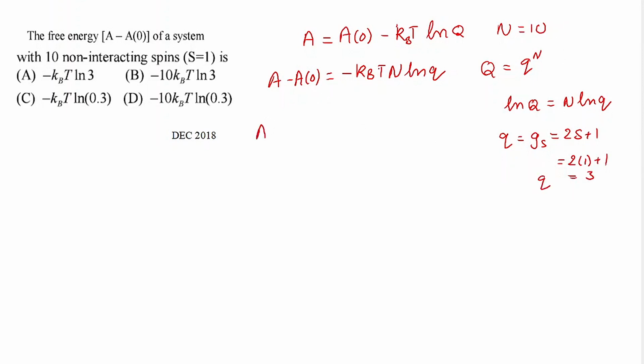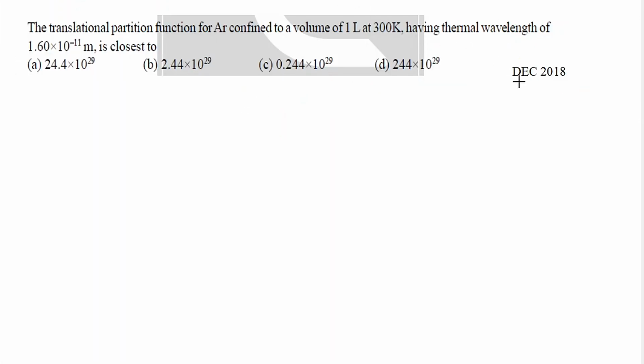So when we substitute in this, we will have A minus A0 will be equal to minus k_BT 10 ln 3. So this is the answer, and the correct answer is option number B, that is minus 10 k_BT ln 3. And this was a very simple problem, and that was asked in December 2018. Moving on to the next numerical. Now this was also asked in December 2018.